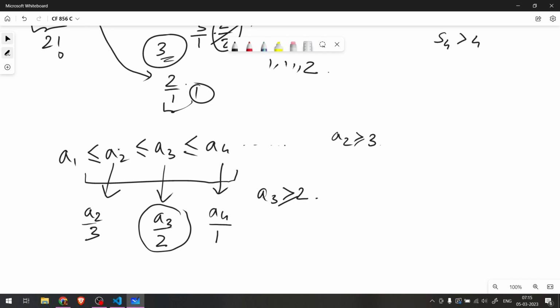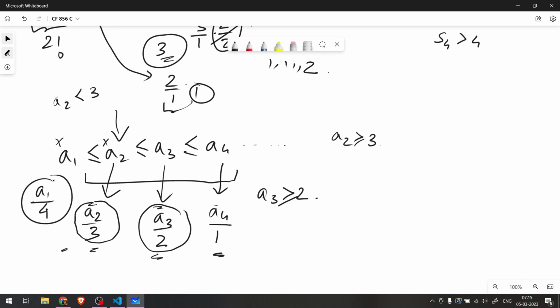Now, one more thing to notice here is that the denominators keep on increasing and the numerators keep on decreasing. So the moment we find a case where an element is not to be taken, let's say A2 is less than 3, then we will not take this, right? That also means that we will not take A1. Why? Because A1 is even smaller than A2 and A1 will be divided by 4. So there is no way this can be adding any meaningful value to the score.